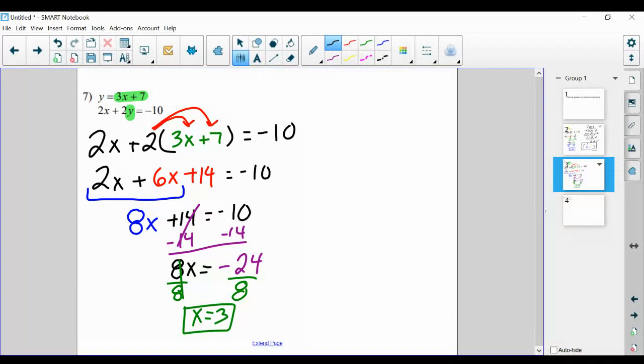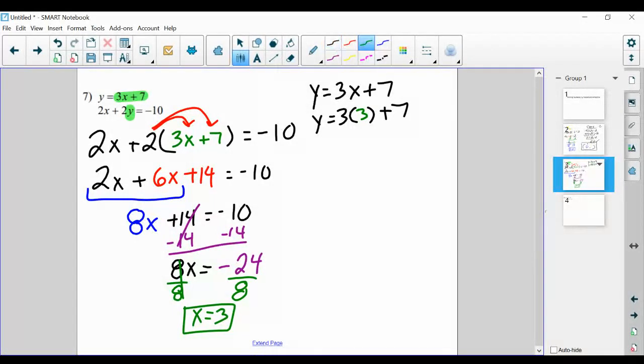So we're halfway there. We now need to make sure that we can get that y value. We have the x value, which is great, but we need to find the y value. We know that y is equal to 3x plus 7. So we're going to replace now the x with what we know. We know it's equal to 3 plus 7.